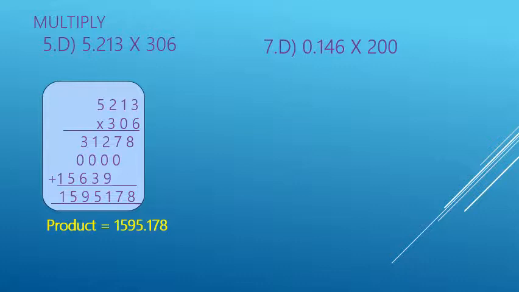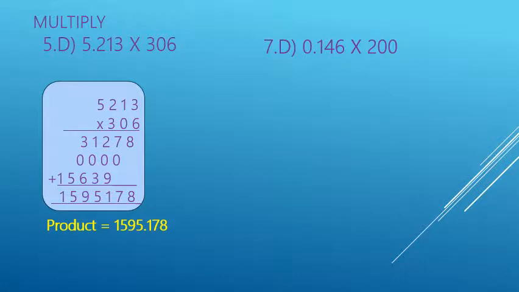Now let's come to the next question, which is D part of question number 7. So here we are multiplying 0.146 by 200. Now children, since we have already learned in the explanation part that when we multiply any number by 10 or 100 or 1000 or their multiples, then whatever number of 0s there are, the decimal point shifts that number of places to the right hand side.